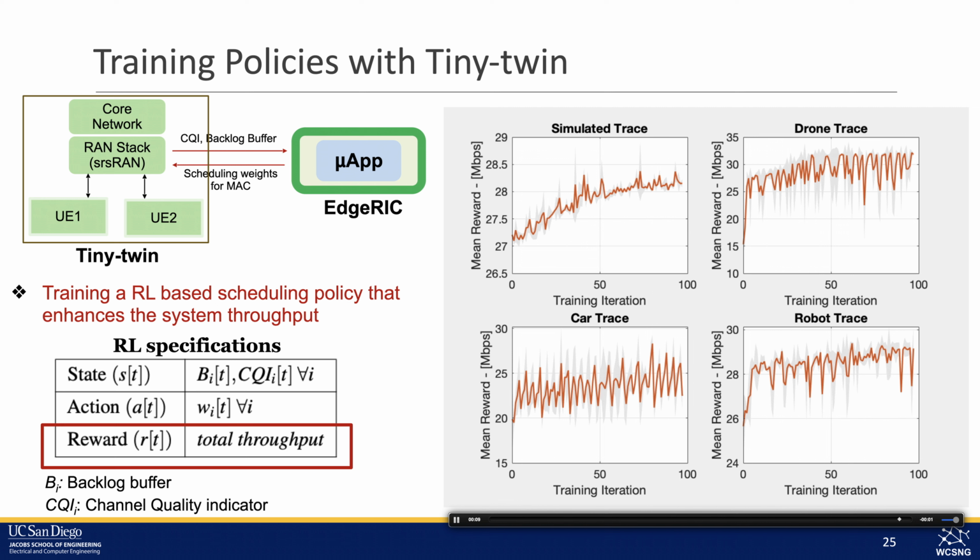Training policies with Tiny Twin, these are some of the training curves that we observed with these RL specifications, state, action, reward, where we are basically trying to maximize the system throughput. As you can see, as the agent trains, in about 50 or 60 iterations it's able to reach a convergence point, achieving the maximum system capacity that the system can provide.